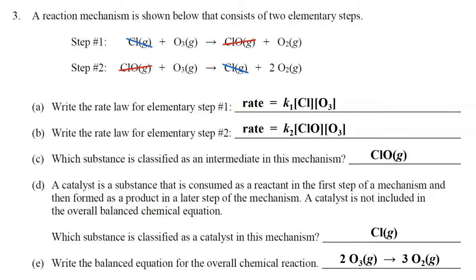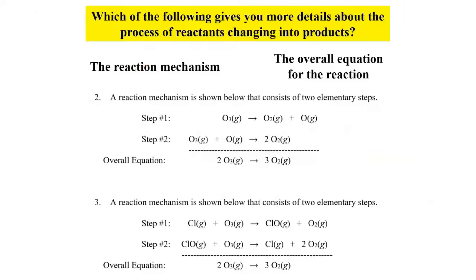Now, if you're having a little bit of deja vu from question 2 and question 3, that was intentional on my part. So take a look on this slide. You can see that in question 2 of the packet, the overall equation was 2O3 is turned into 3O2. And in question 3 of this packet, it was the exact same overall equation. So we have 2 different reaction mechanisms, but the same overall equation.